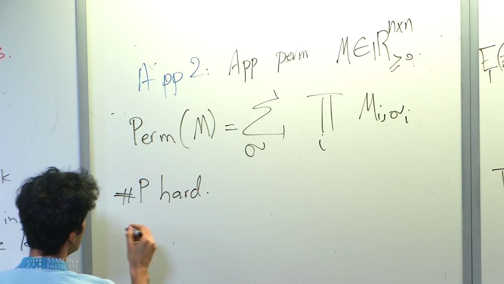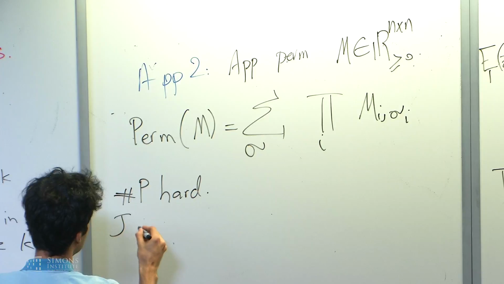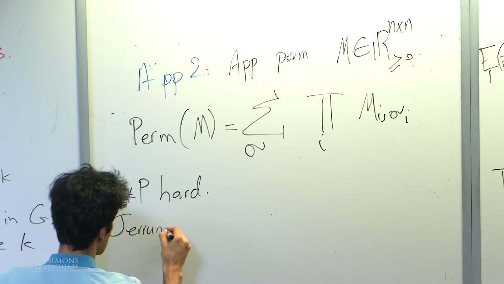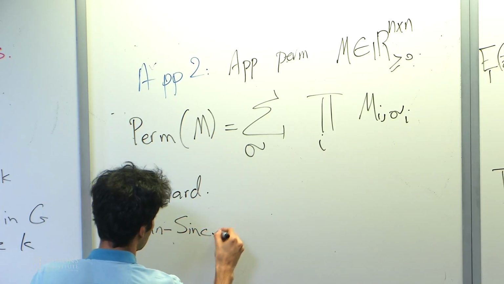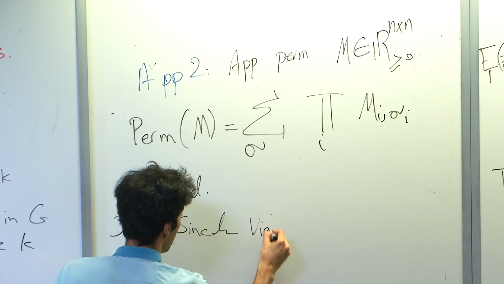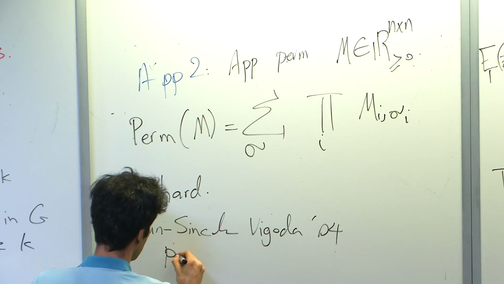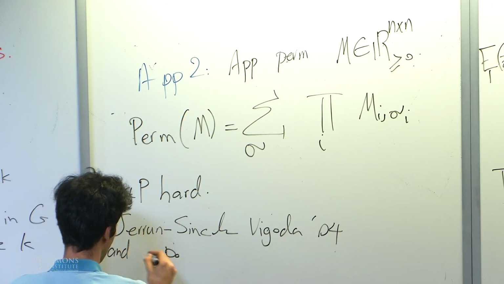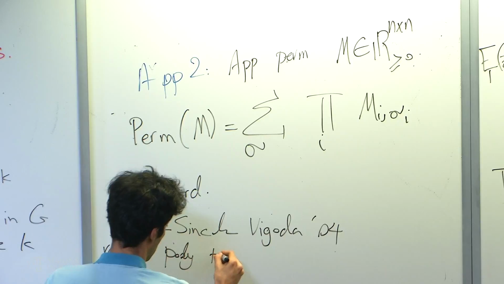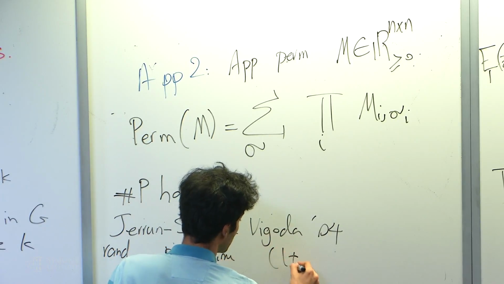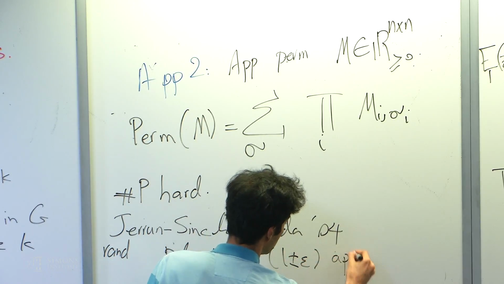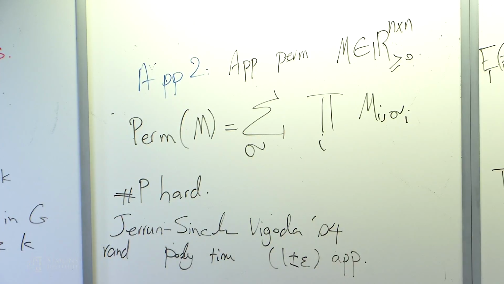The best approximation algorithm that we know is due to Jerrum, Sinclair and Vigoda, which is randomized polynomial time, and it gives a 1 plus or minus epsilon approximation to this quantity. Now there is a big open problem of whether you can get a good deterministic approximation algorithm for this. There are a lot of works on this.